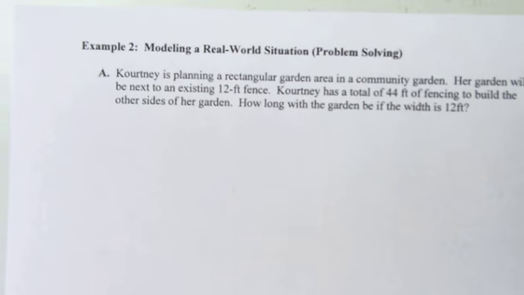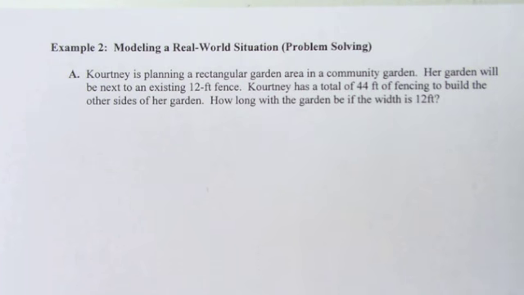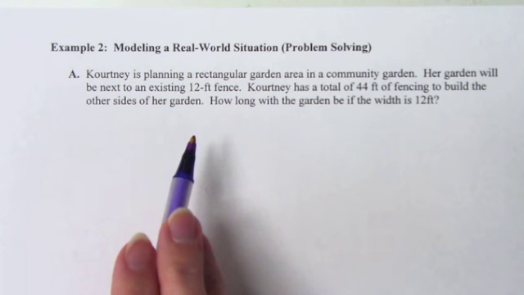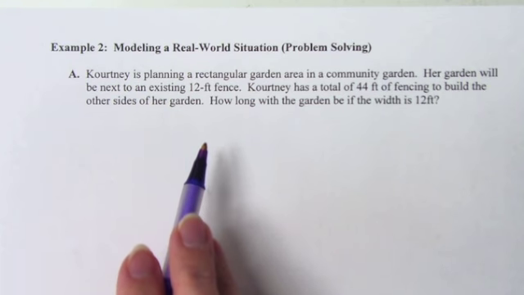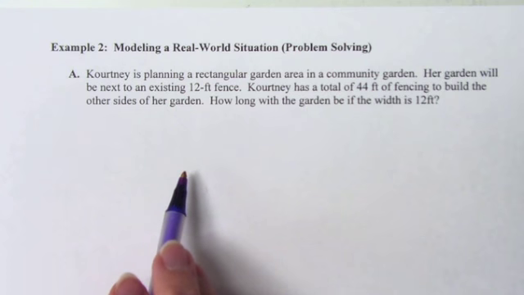Okay, we're going to be talking about a rectangular garden. Courtney is planning a rectangular garden area in a community garden. Her garden will be next to an existing 12-foot fence. Courtney has a total of 44 feet of fencing to build the other sides of the garden. How long will the garden be if the width is 12 feet?